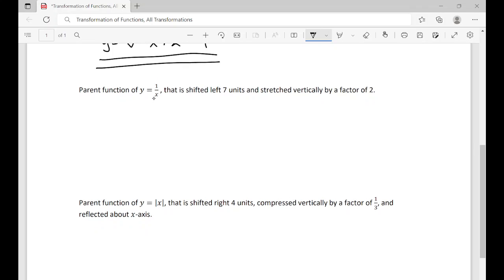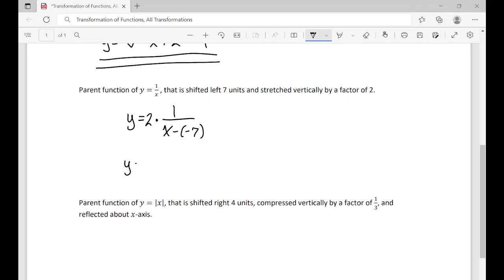Next we have the function 1 over x, and it is shifted left 7, and it's actually stretched vertically by a factor of 2. So I mean shifted 7 left and stretched vertically by a factor of 2. So shifted 7 to the left means it's going to be inside of the function, so y equals 1 over, and left is going to be a negative, so it's going to be x minus a negative 7. But stretched vertically by a factor of 2 means it's going to be multiplied by 2. So essentially 2 times the entire function.